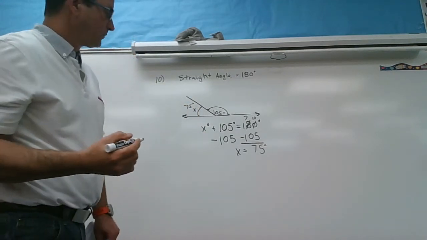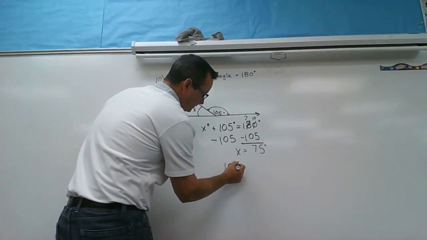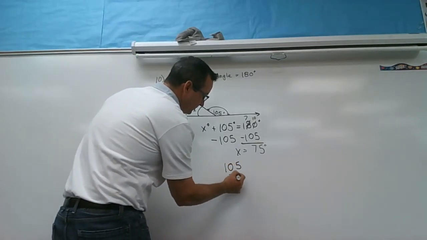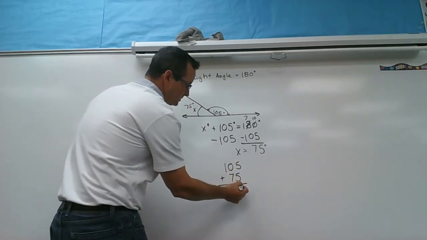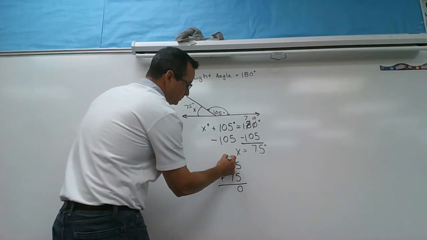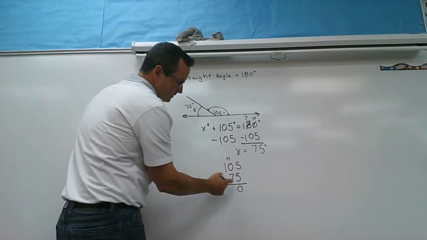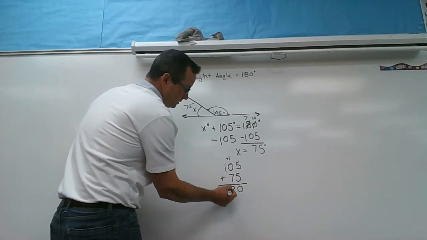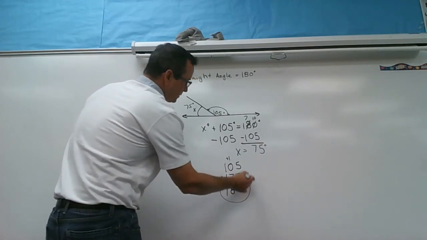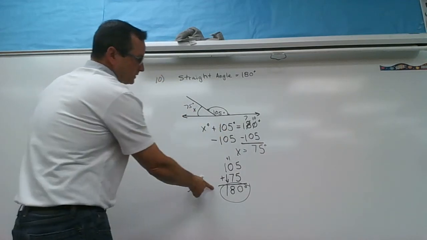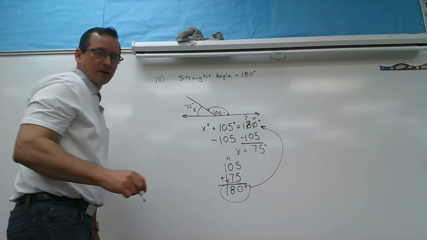How do we verify our answer is correct? Well, 105 plus 75. 5 plus 5 is 10. Carry 1 to the tens place. 1 plus 7 is 8. Bring down the 1. So it's 180 degrees. So our answer checks out. So the missing angle is 75 degrees.